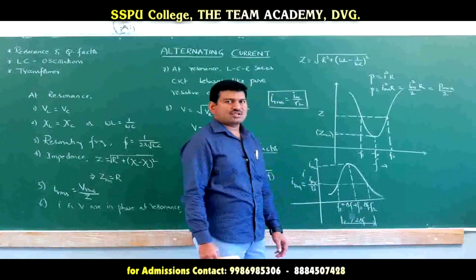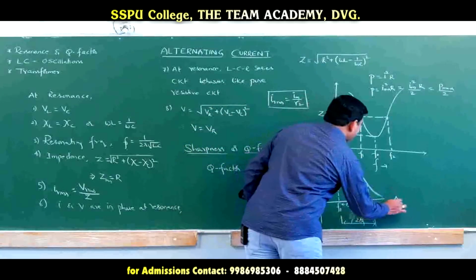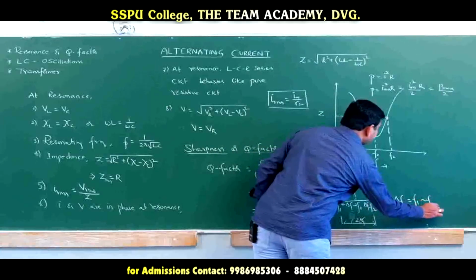In some textbooks or in some other materials, we may see the bandwidth delta f directly taken as f1 minus f2, or f1 difference f2.